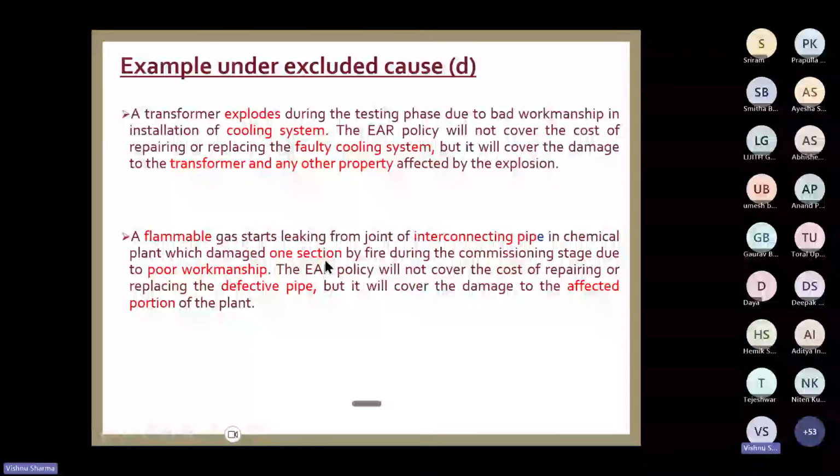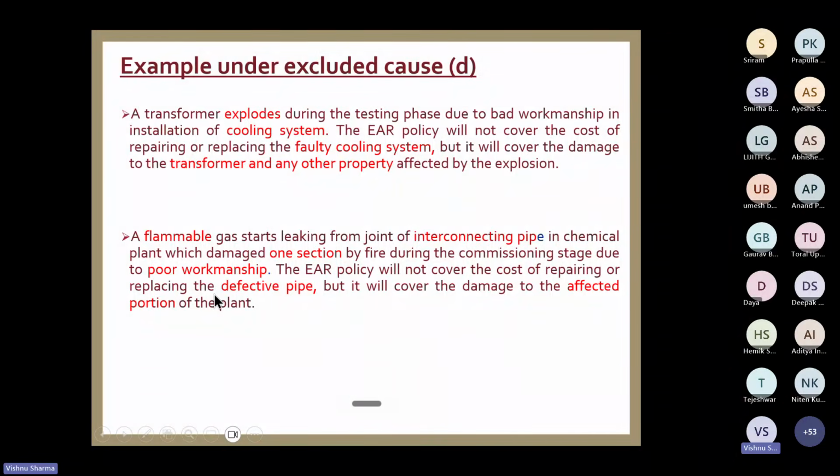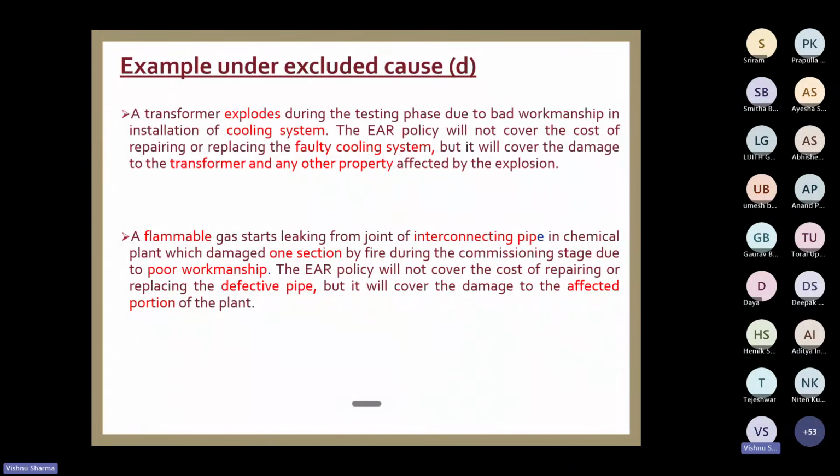So one section of the plant got damaged due to the burning of leaked gas. Okay, during the commissioning stage, the loss was due to poor workmanship. In this situation, the loss will be paid, but the rectification cost of repairing or replacing the defective pipe shall not be paid. Hope you are getting it with the help of examples. Yes or no? Yes. Okay.